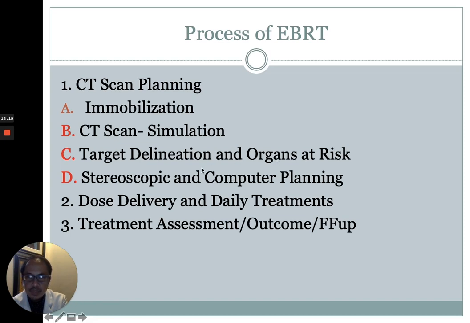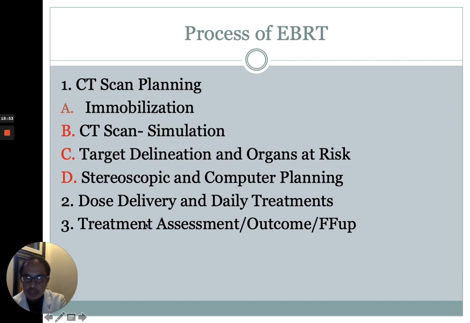Then after that, we will have a stereoscopic planning and a computer planning. Based on the target delineation and on the organs at risk, we would be giving a dose for these areas: what the target needs to receive, and also for the surrounding areas and the organs at risk, what doses they should be receiving or staying below. Then after approving the plan, we would deliver the radiation and have the daily treatment.